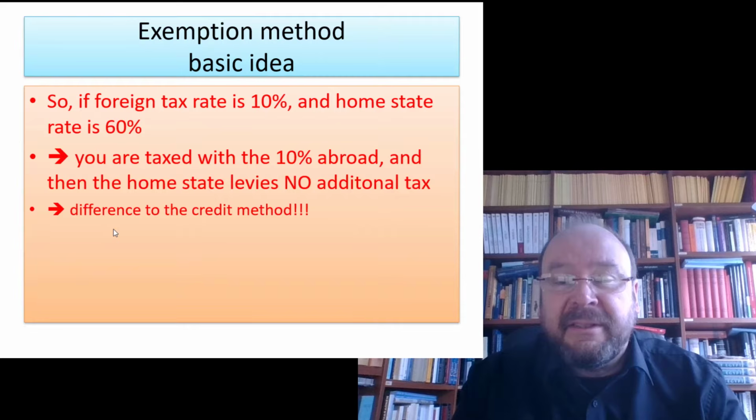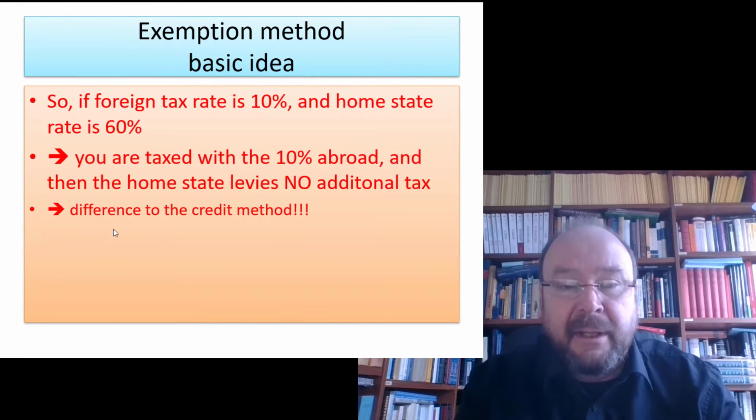That's, by the way, the difference to the credit method. The credit method leads to the effect that you always end up with the higher tax level of both. The exemption method leads to the effect that you always get away with the local tax level of where you have just invested.